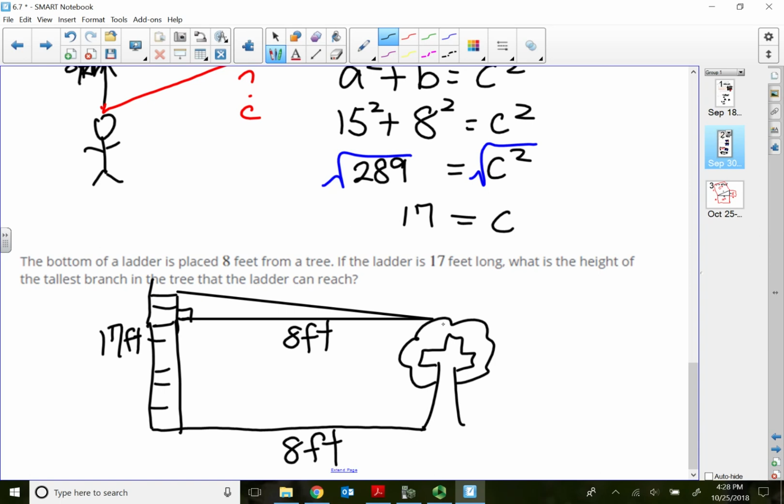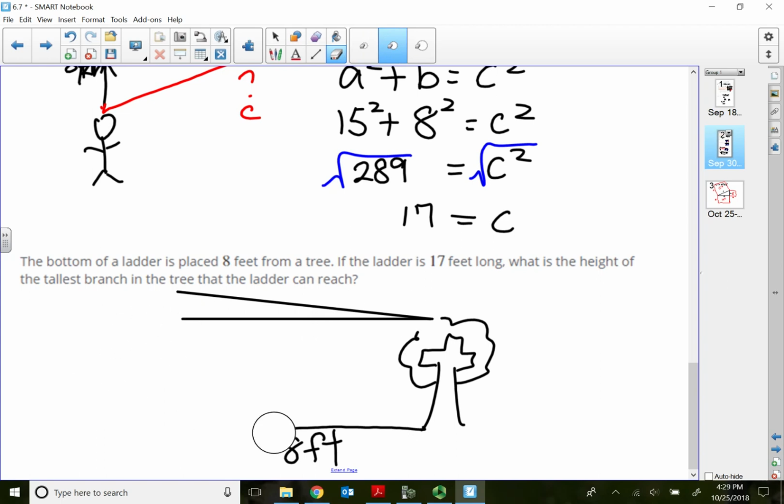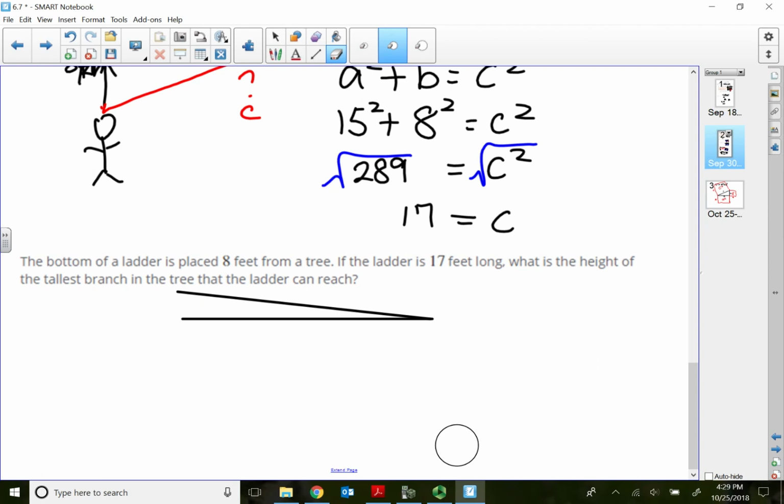Well, let's see. In a way, it's asking me the height of the tree. The bottom of the ladder is placed 8 feet from the tree. Oh, I'm sorry, my drawing is wrong. Let me redraw this. I'm thinking about it the wrong way. Sorry about that.